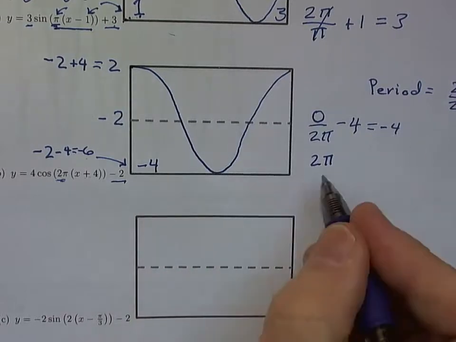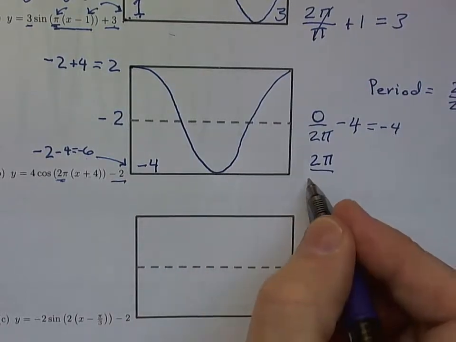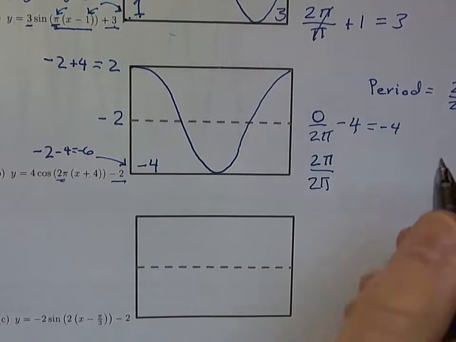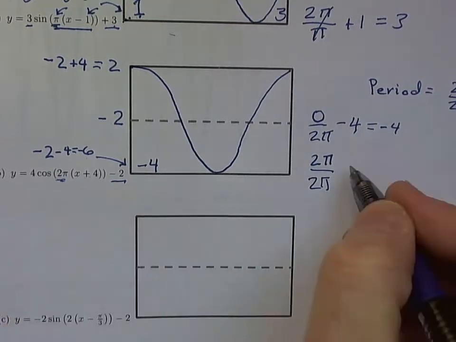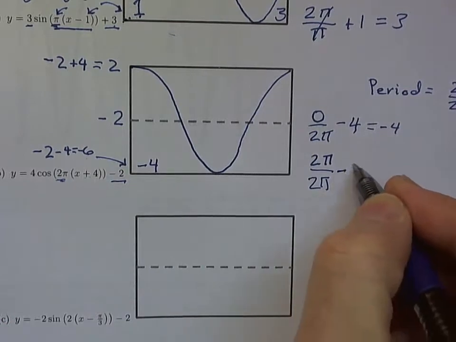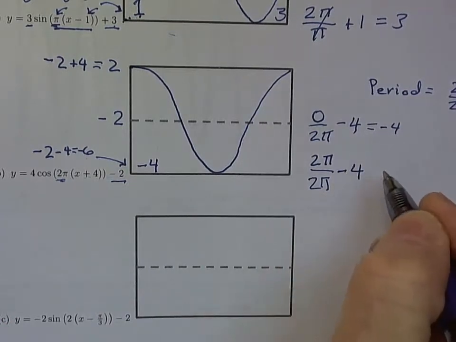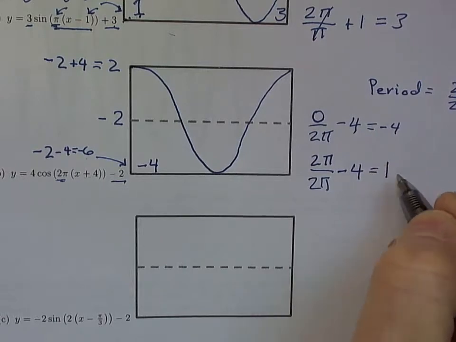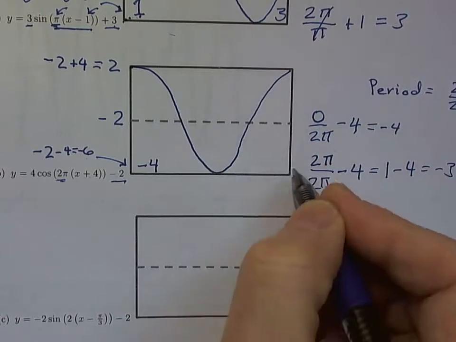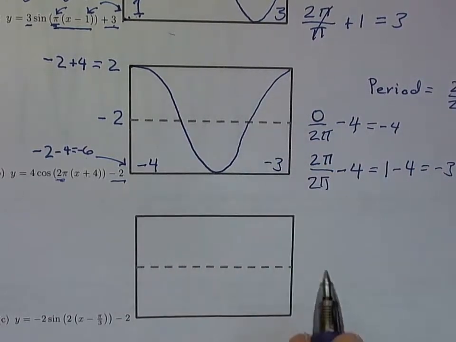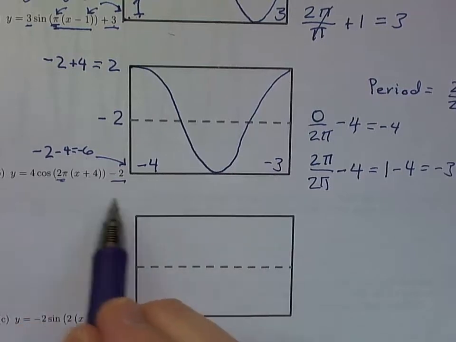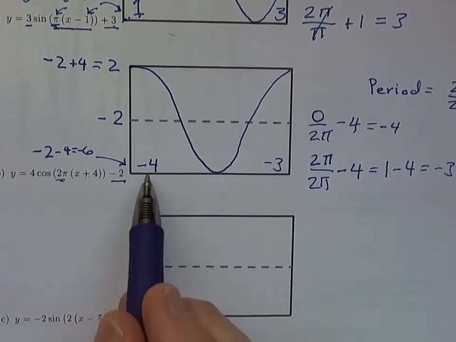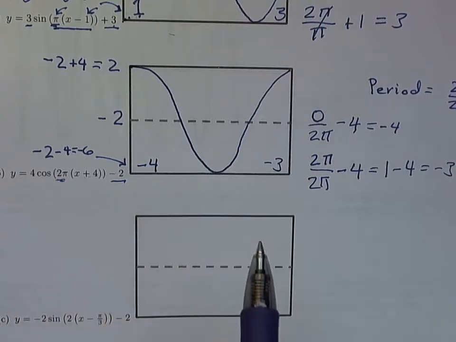Now, where does it end? Well, we could divide by 2 pi and add a period to it. Add a -4. Okay. And that's going to be 1 minus 4 equals -3. So it ends over here at -3. See? So this particular graph, you could think of, if you wanted to represent just an arbitrary period of this graph, you could start at -4 and end at -3.